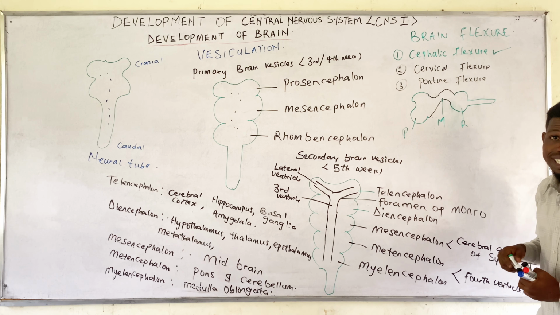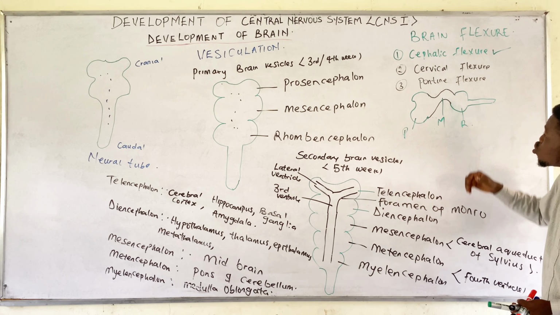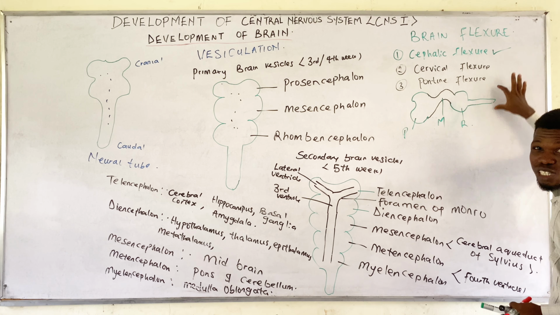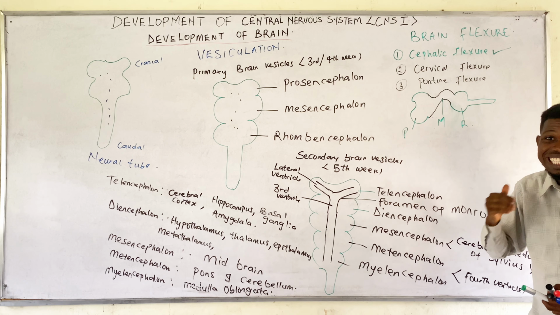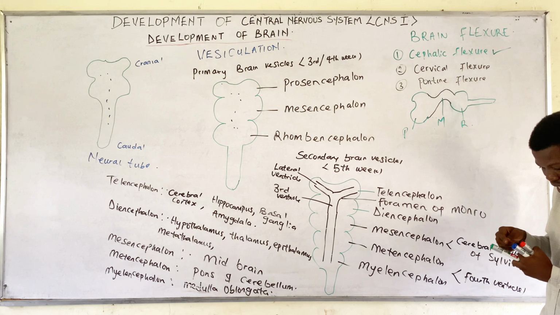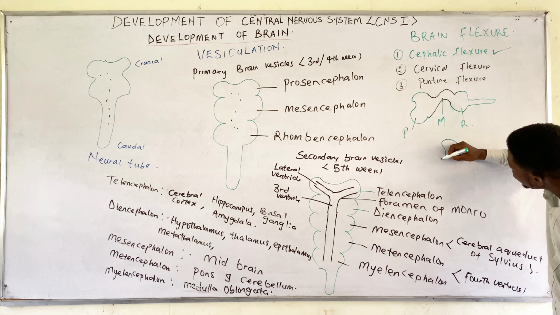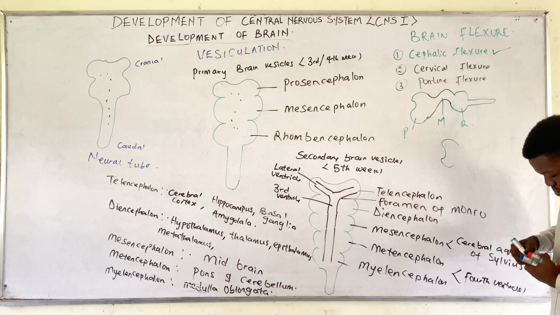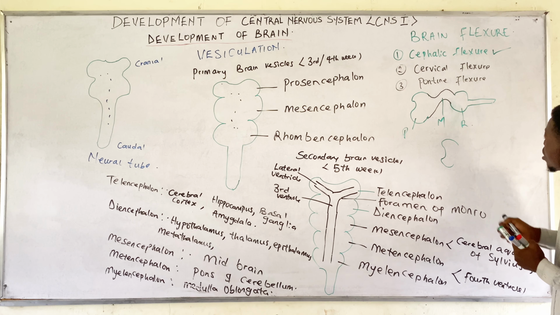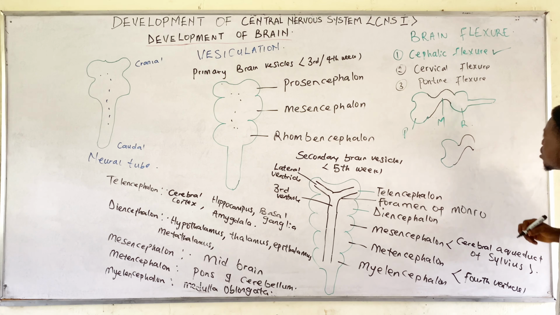The next flexure is the cervical flexure, the second flexure to be formed, which occurs at the junction of the rhombencephalon and the spinal cord. We call it a 90-degree flexure. How do we have the cervical flexure? So this is the cervical flexure here. This is the prosencephalon. This is the mesencephalon that has become flexed.